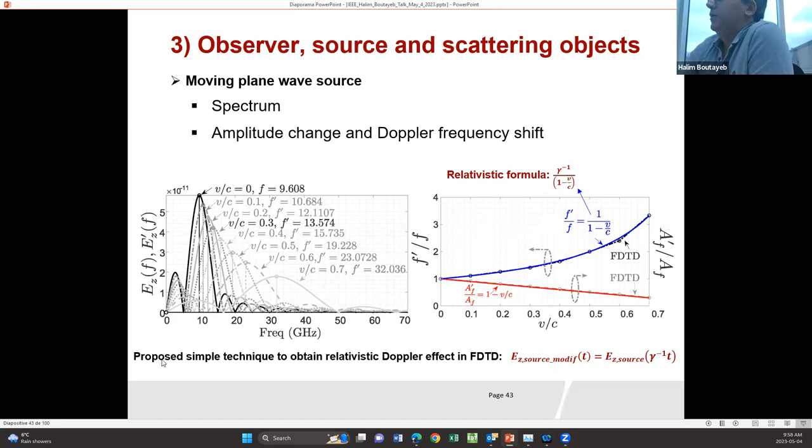We can implement it and get the same as the relativistic formula if we change the signal of the moving source. If we apply this, the Ez for the modified source will be Ez source times gamma minus one t. So it's easy to implement. And the advantage of our work is we can have many moving sources moving at different speeds, and we can still have the relativistic effect of the complete problem.